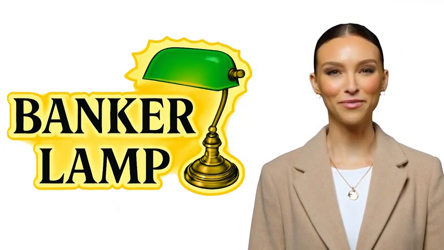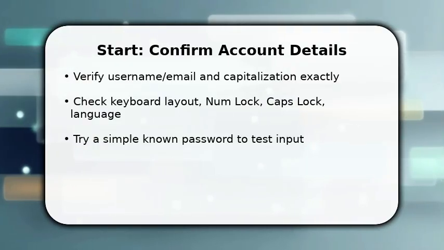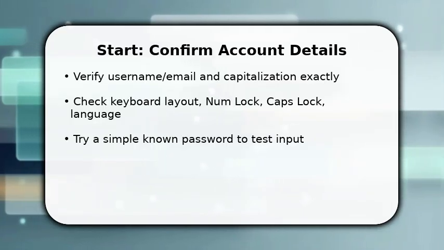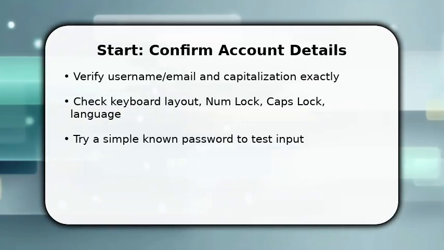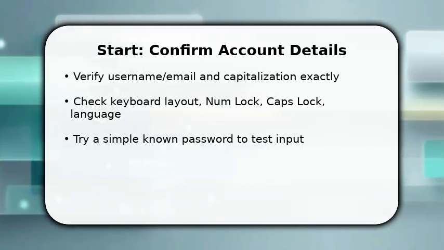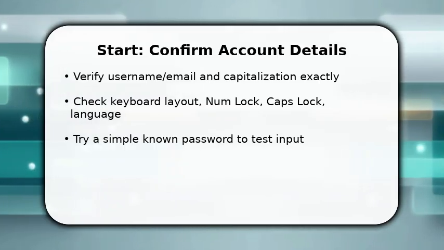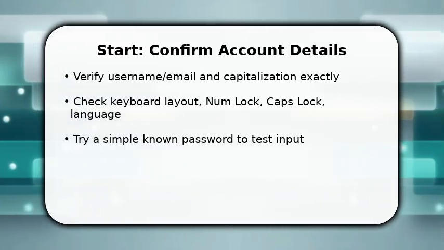You begin by confirming the account details and why that matters. Mismatched email or a case change often causes the check password and try again message. First, verify the exact username and domain, then confirm keyboard layout, caps lock, and num lock so your input is accurate. Next, enter a simple known password to ensure keystrokes register correctly. Once done, you will know whether the issue is entry-related or account-related, which directs your next corrective action immediately.